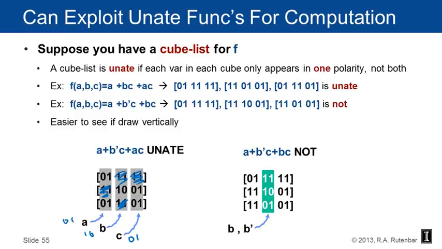Yes or no? And in this one you can see, right, if I cross out the don't cares, you can see that this one is immediately the problem. B appears in both B and B bar. So it's not unate in this variable, not unate.